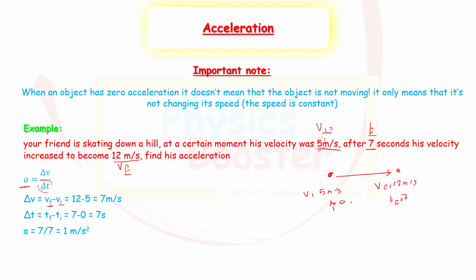Plugging in the numbers, I will have that the answer is 7 divided by 7, which is equal to 1 meter per second squared. Do not forget that the unit of acceleration is different from the unit of velocity.